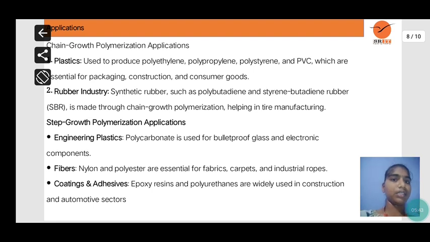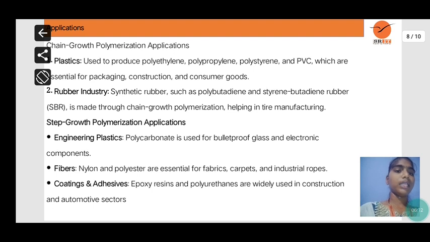Applications. Chain growth applications. First, plastics. It is used to produce polyethylene, polypropylene, polystyrene and PVC, polyvinyl chloride, which are essential for packaging, construction and consumer goods. Rubber industry. Synthetic rubber such as polybutadiene and styrene butadiene rubber, SBR, is made through chain growth polymerization, helping in tire manufacturing. Step growth polymerization.